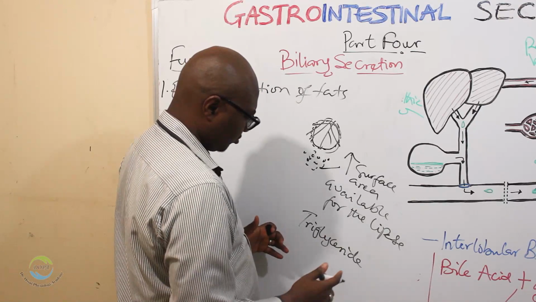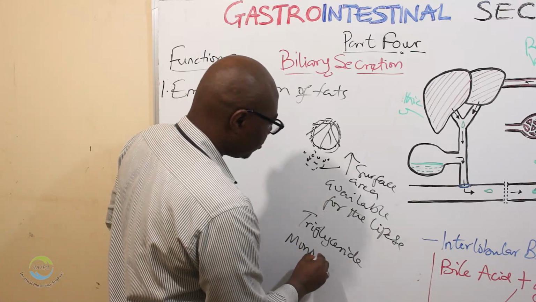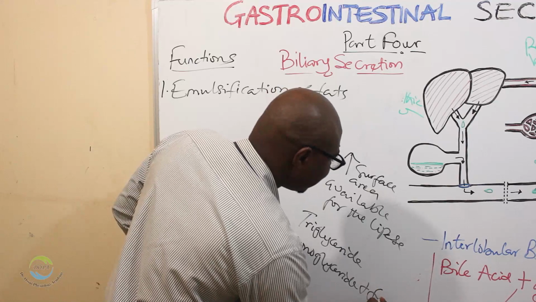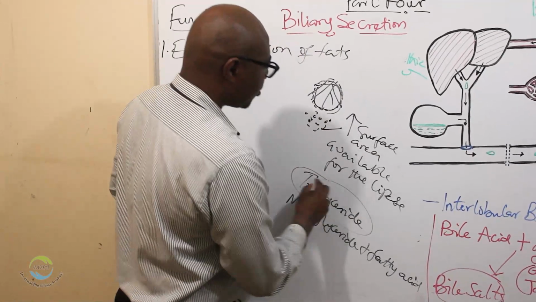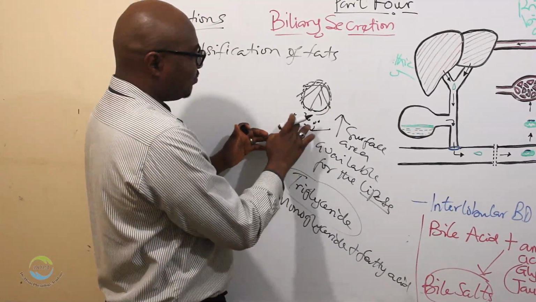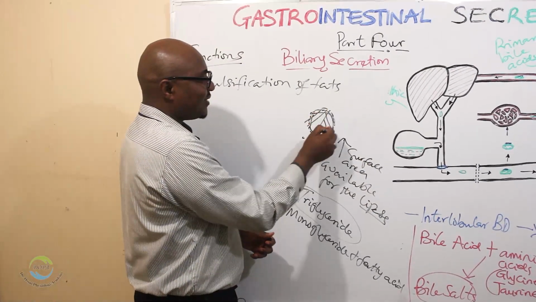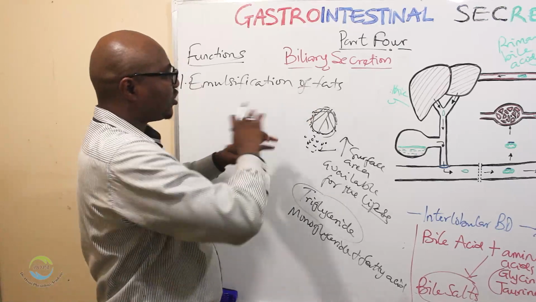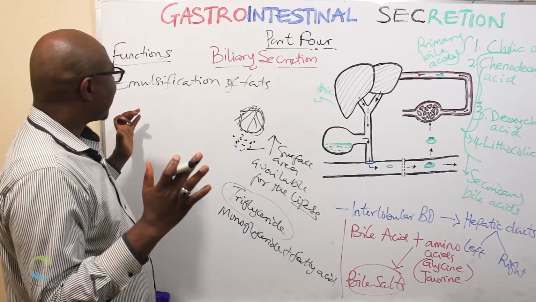Okay? So it breaks this one down into monoglyceride and fatty acid. That's what this lipase does. But it does it very well when it is broken down. It digests more. But if it's still remaining in this lump, it just touches only the surface. So that's what emulsification does. It's like a detergent action. We call it detergent action.